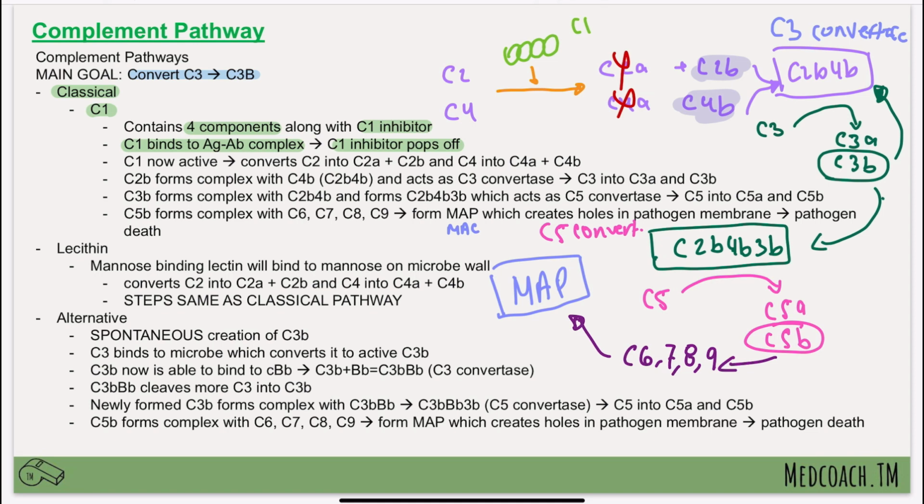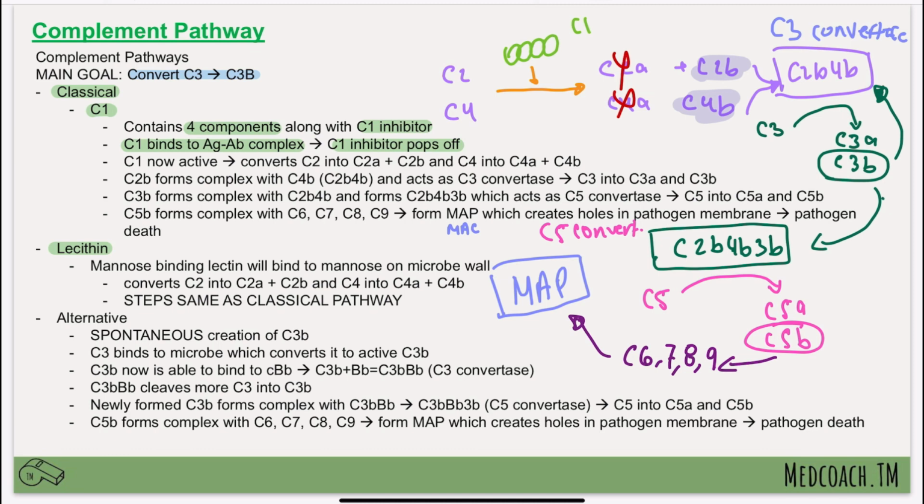Now, what we're going to talk about is the lectin pathway. So the lectin pathway is very similar to the C1 classical pathway. The only difference is that, remember in the beginning of the classical pathway where the C1 bound to an antigen antibody complex and that caused the C1 inhibitor to pop off. What's actually happening here is that mannose binding lectin protein is going to bind to the mannose that is found on microbial walls. So it's similar, but it's different.